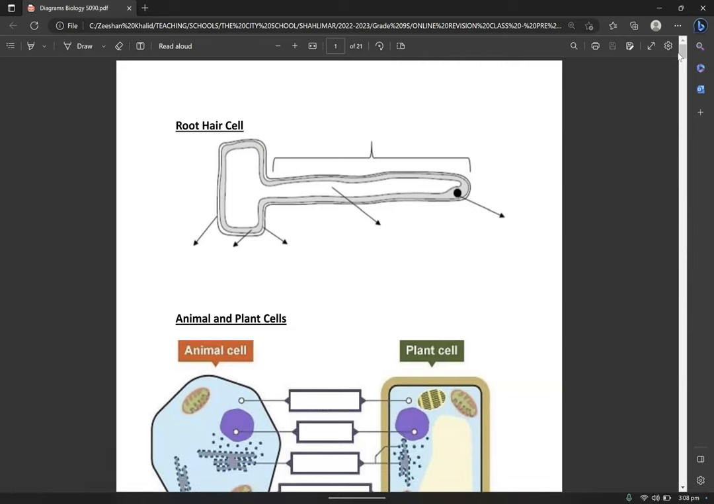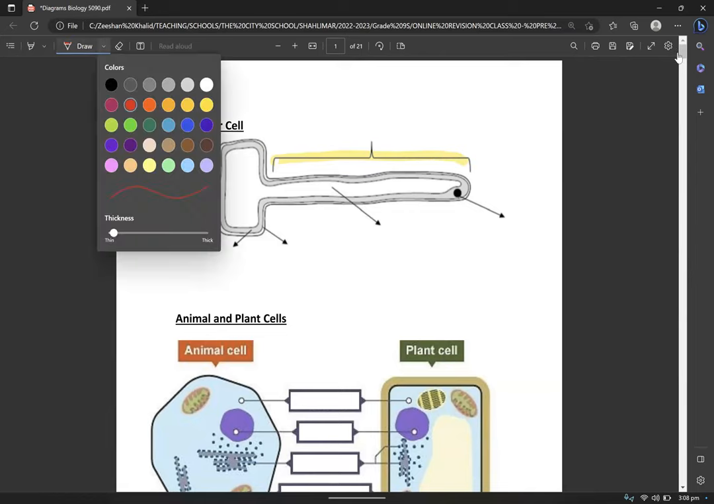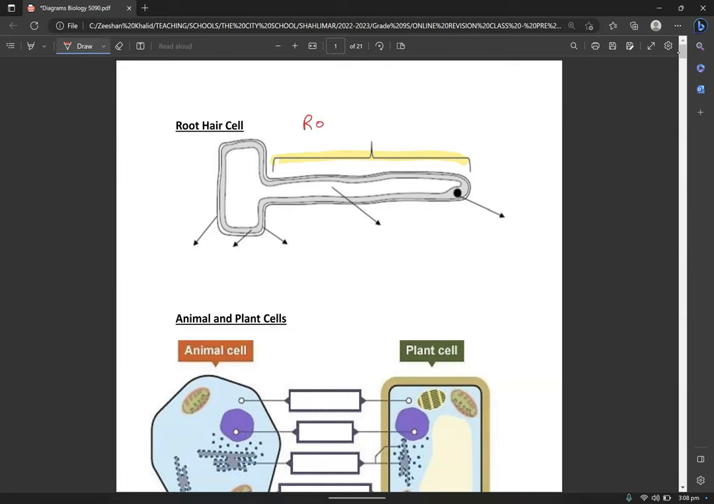So we're talking about this entire label. This entire label is known as the root hair, and this is the reason why we call this cell the root hair cell. So this part, kids, is the root hair. Then we have the remaining things for the root hair cell.